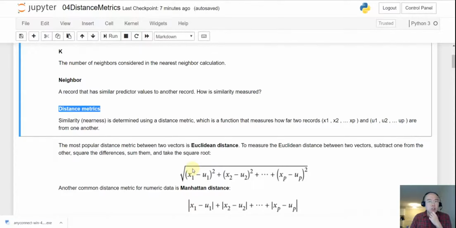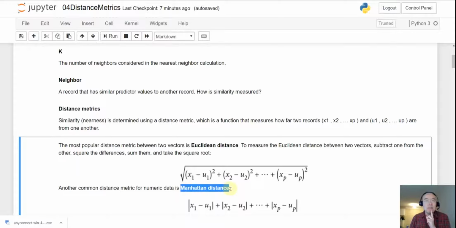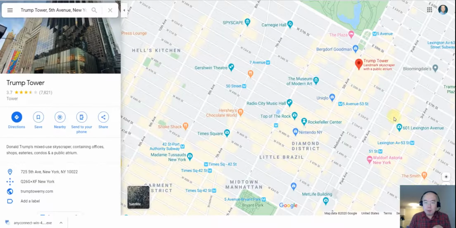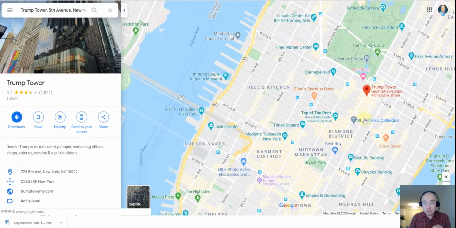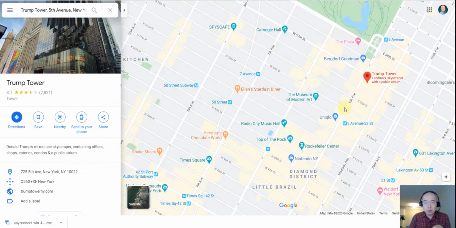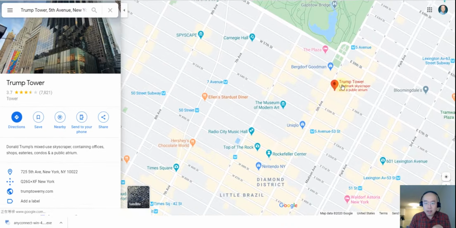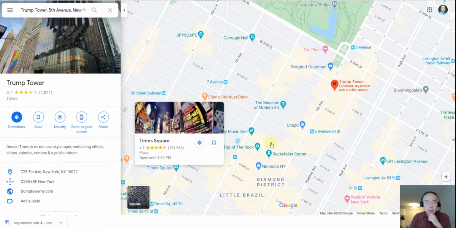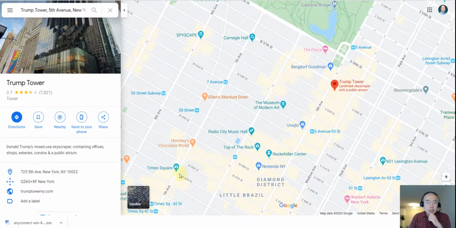And there are some cases where people say that Euclidean distance could be wrong. For example, there's another one called Manhattan distance. If you bring up the map of Manhattan island, you may find it makes sense. So let me bring this up. This is Manhattan island, and if we zoom in a little bit, say this is Trump Tower. If I want to go from Trump Tower to Times Square, for example.